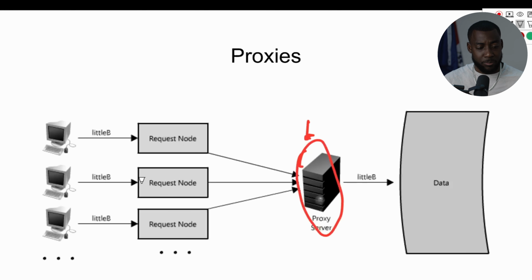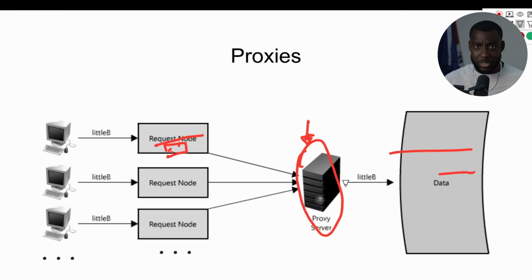For example, when a request node, right, let's say this is the client sending the request, and the data is not in the client cache or the client doesn't have the data, instead of talking directly to the database, right, you can add another middleware like a proxy.